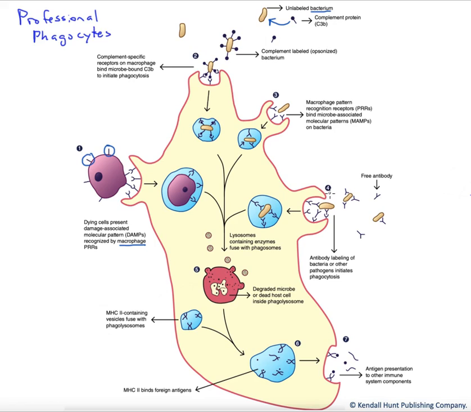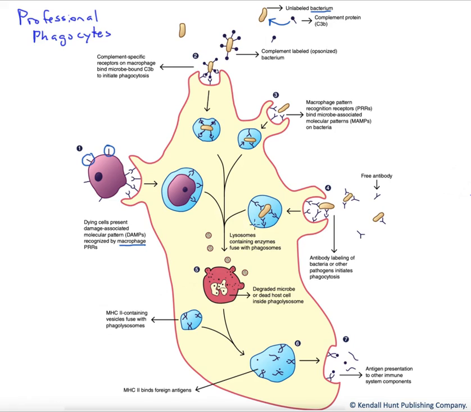Finally, down here in 4, we could have antibody labeling of the bacterium. Another form of opsonization, similar to what the complement proteins did. But in this case, very specifically, as antibodies are produced from B cells in response to this particular pathogen.